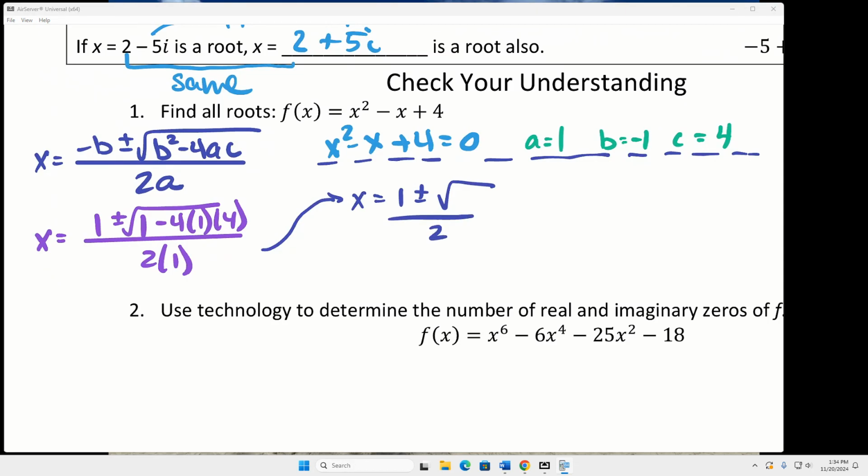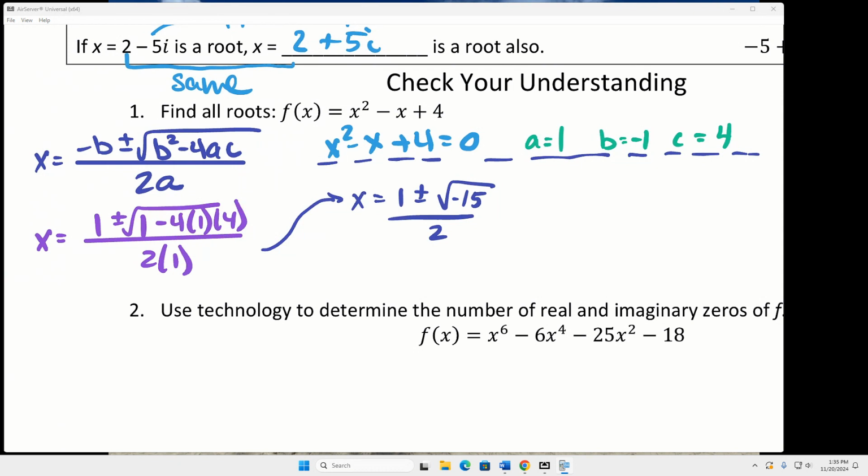All right, and then you can either do this in your head or in your calculator. It doesn't matter. I think we can do it in our head faster, actually. So 4 times 4 is 16. So what's 1 minus 16? Negative 15.